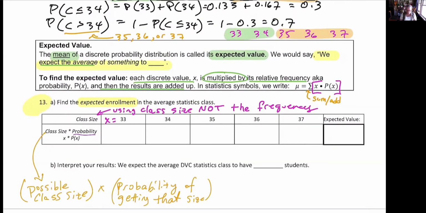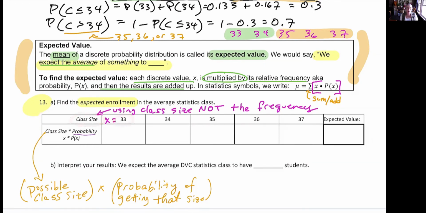Expected value is the way we find averages with discrete variables. That is to say, we expect the average class to have a certain number of students. You may have heard the average household in the U.S. has 2.3 children. How can you have 0.3 children? Well, that came from an expected value. They polled all the families using a census and figured out how many children were in the house, and they did this expected value. Okay, and we're going to do that same thing, except we're doing it with class size.